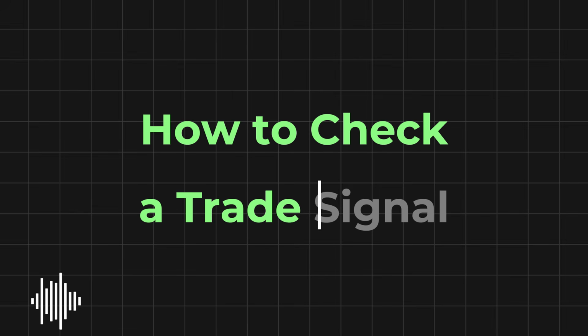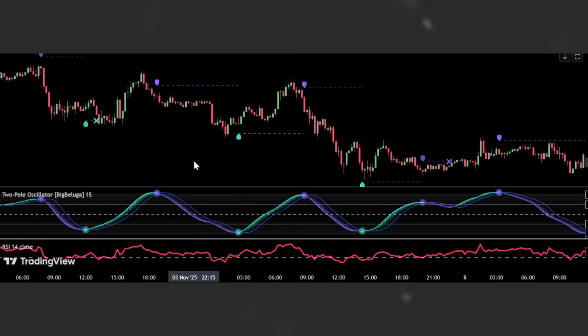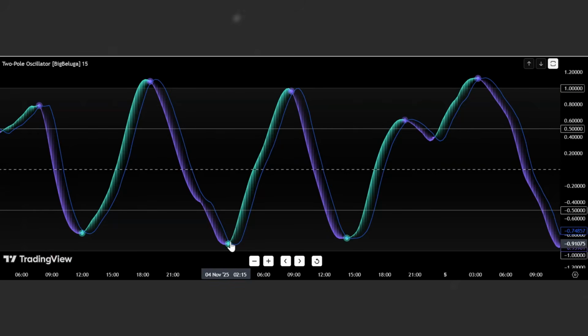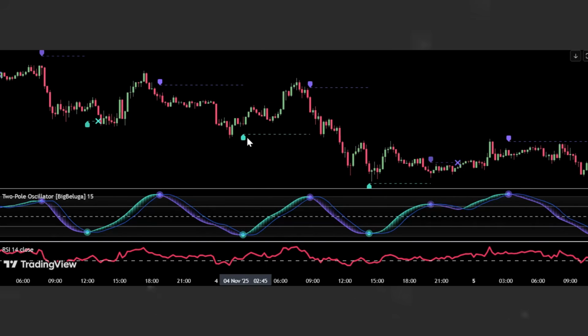How to check a trade signal? So here's how we check for a trade. For a buy, first look at the two-pole oscillator. Do you see a blue upward arrow? That's our first clue. Next, check the RSI. It should be above 50, showing buyers are strong. Then look at the oscillator value. If it's in the oversold area below minus 0.5, that's even better because the market might bounce up. When all three line up, arrow up, RSI above 50, oscillator in oversold, that's a valid buy signal.